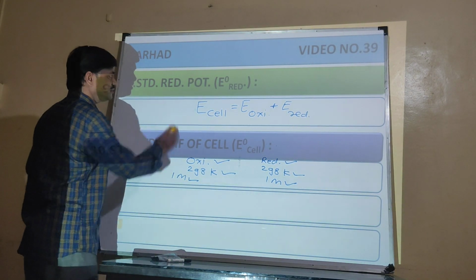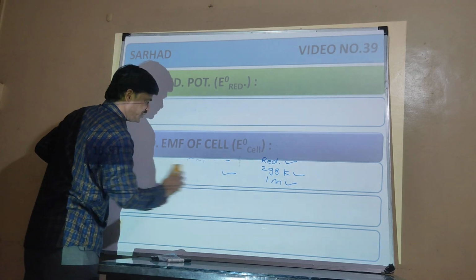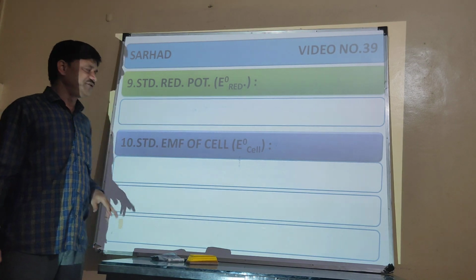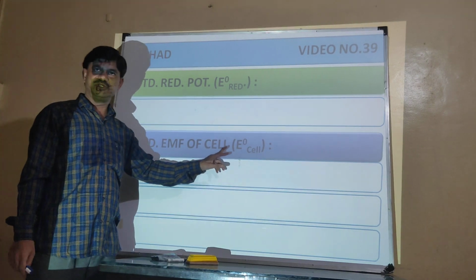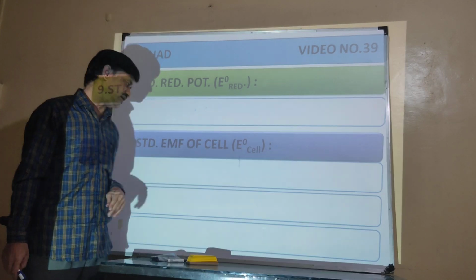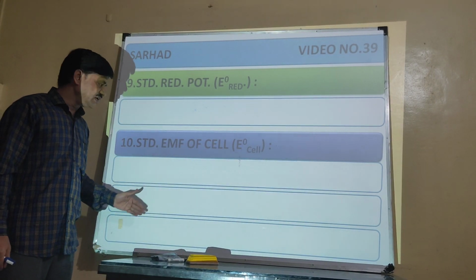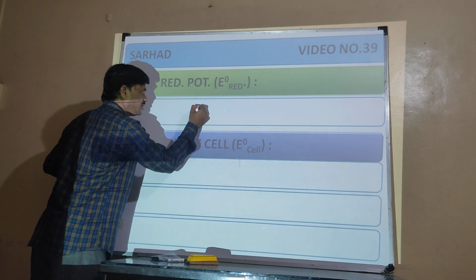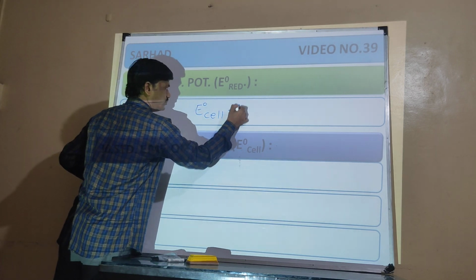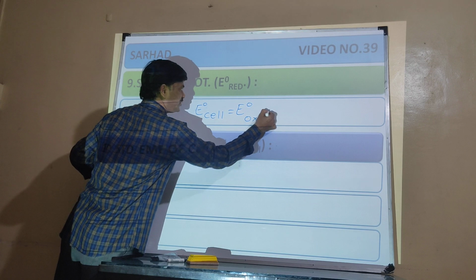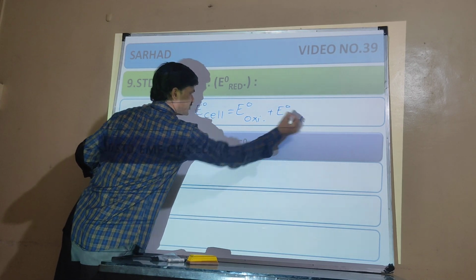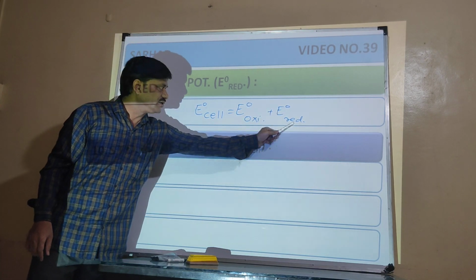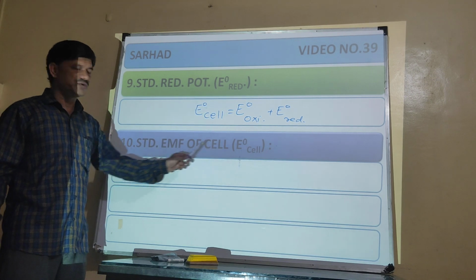Now check a few definitions. Standard reduction potential we just defined. What is the last one? Standard EMF of the cell, denoted on paper by E naught cell. These are the three important relations. Try to remember them for MCQs. What about the first one? E cell 0 equals E0 oxidation plus E0 reduction. So the first one: sum of standard oxidation potential and standard reduction potential is called the standard EMF of the cell.